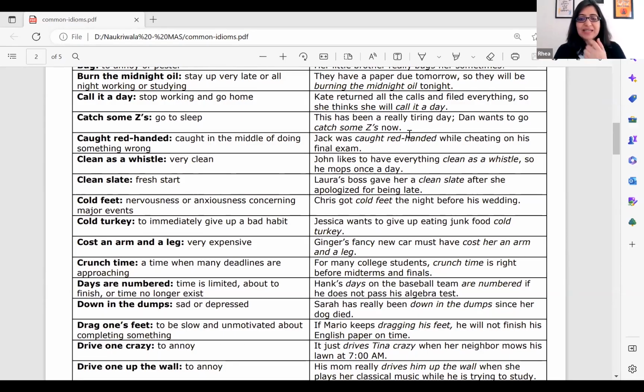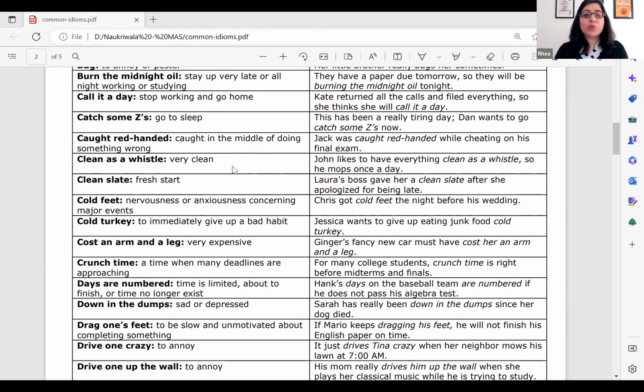Okay, this has been a really tiring day. Dan wants to go catch some Z's. Sorry, Jack was caught red-handed while cheating on his final exam. So I'm sure this would have happened at least once in your life, or you have seen it at least once, where students think, okay, let me copy, who will come to know, but the teacher goes ahead and catches them red-handed.